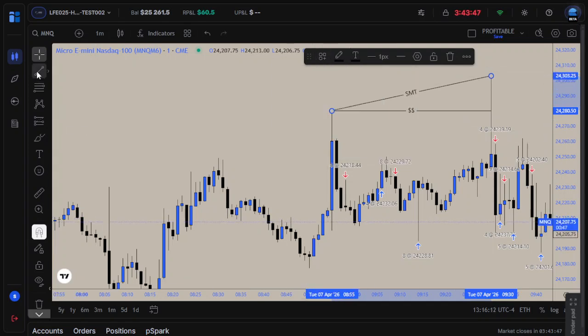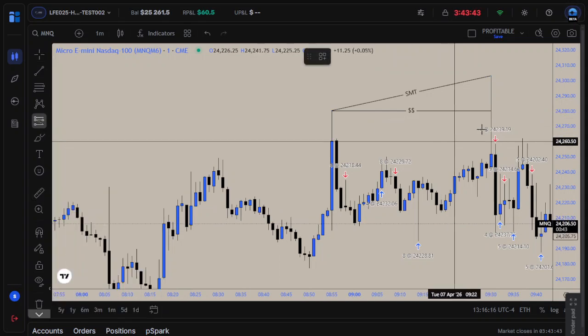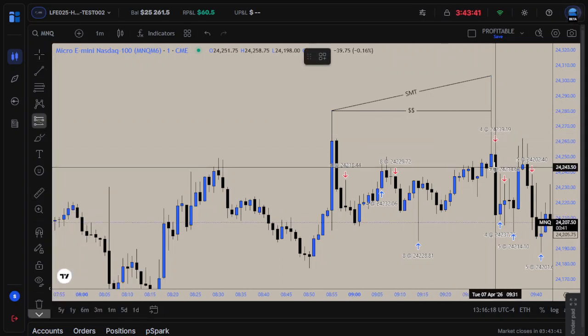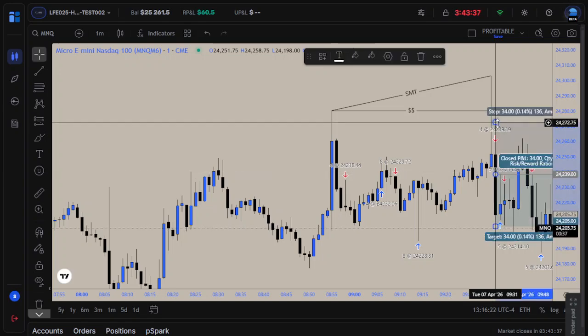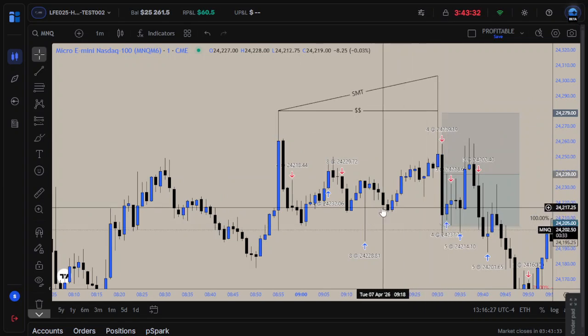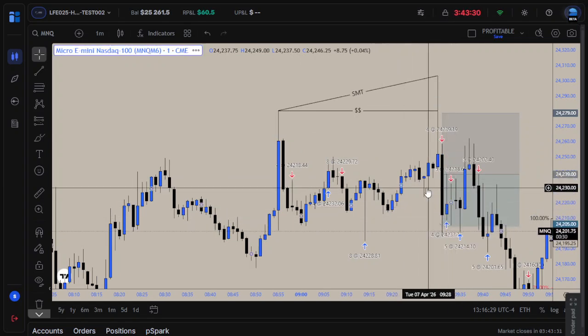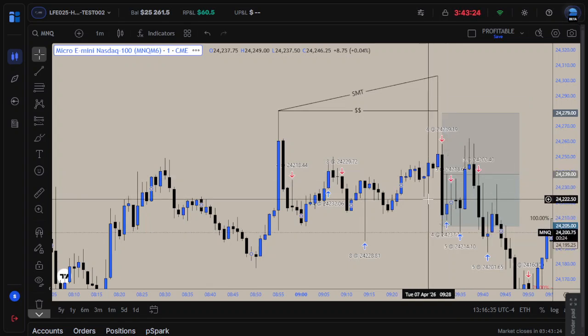So I immediately took a position short. I don't even know where my fill is. 24,239. Alright, so my fill was here. And I got break even straight away on the next candle. Yeah, you guys can see, straight away the next candle went immediately back up, stopping out because we took out the internal low here.